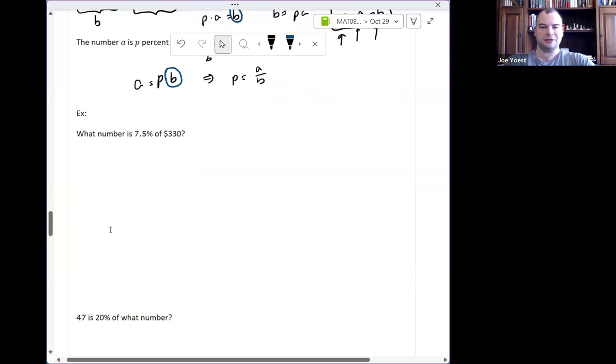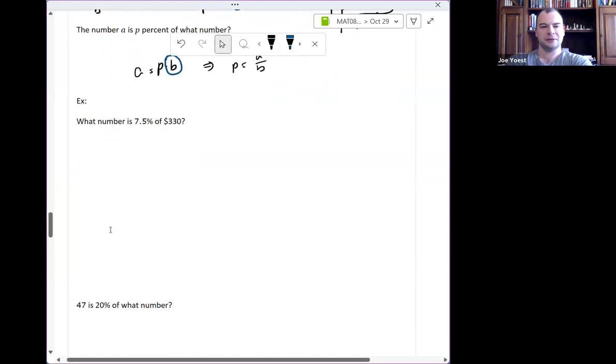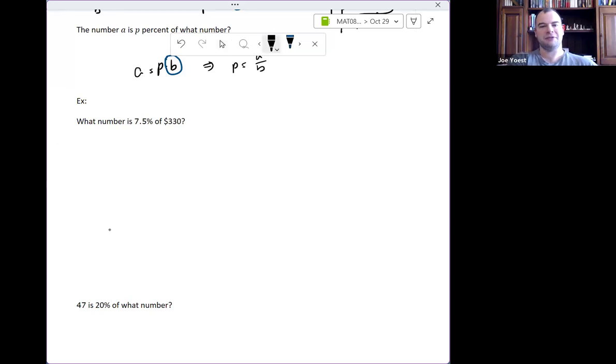Okay, so let's look at a few examples. So I might ask a question like, what number is 7.5% of $330? Right, if I buy something that costs $330 and there's 7.5% sales tax, I might be asking, how much sales tax do I need to pay? What number is 7.5% of 330?